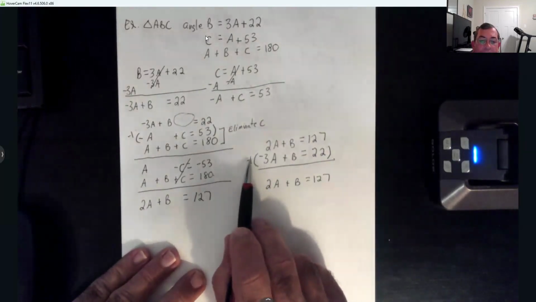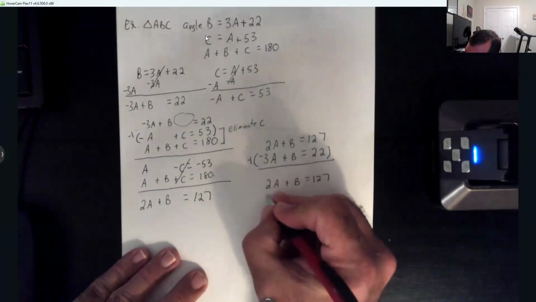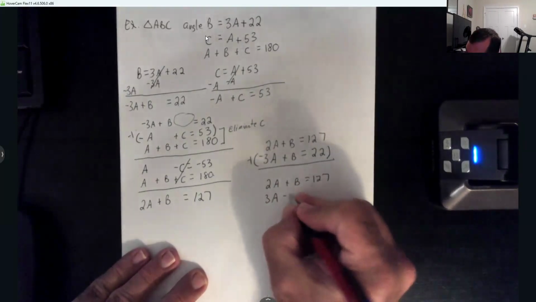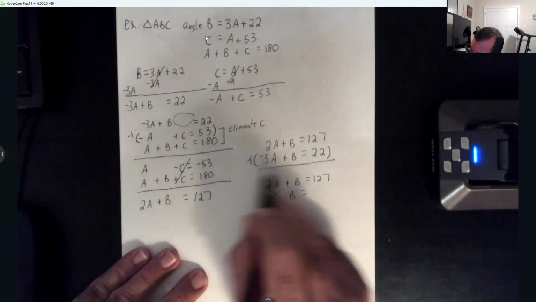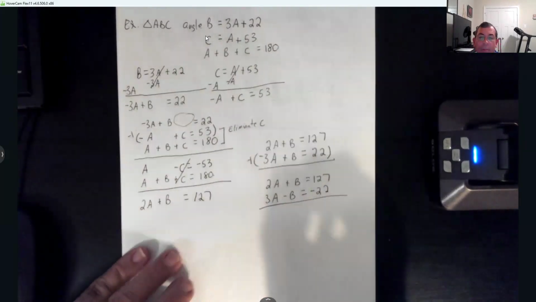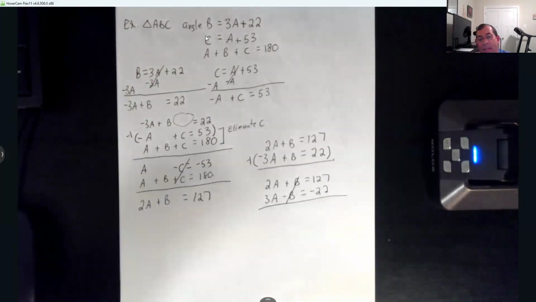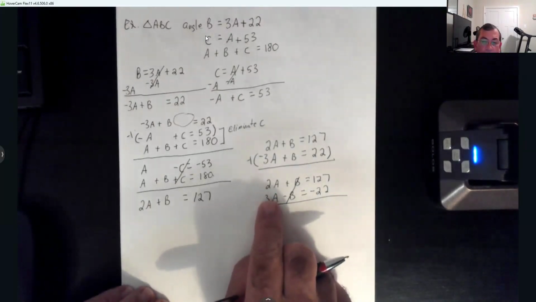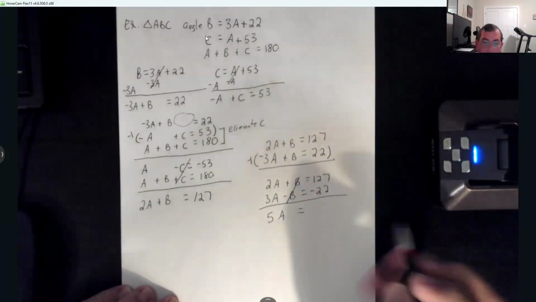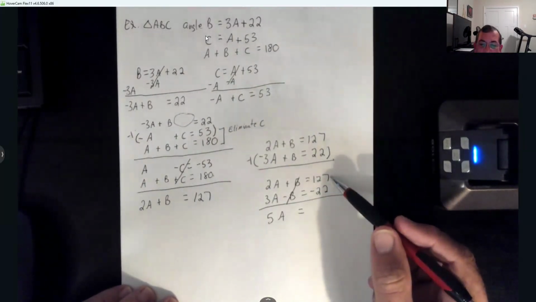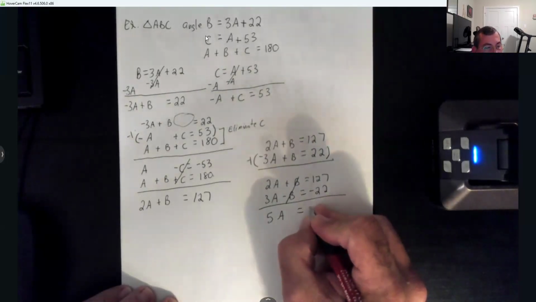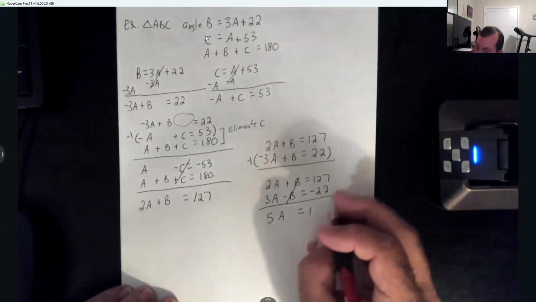Multiplying through with that negative, negative times negative makes that a +3A. Negative times positive makes that a negative b. And then negative times positive makes that a negative 22. But y'all look at that, we got the b's to cancel. So let's see what we got. 2 and 3 gives us 5a. And then 127 minus 22. Oh, that's what, 100 and what do you got? 105 looks good.